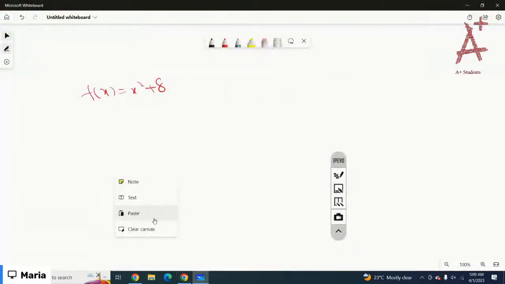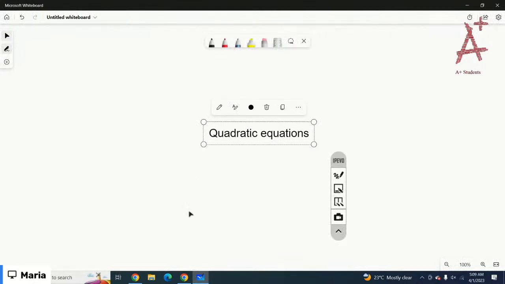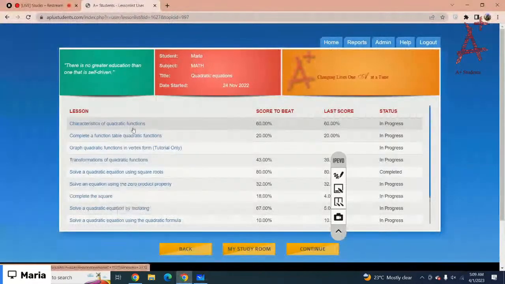So we're working on grade 10 maths. The chapter we are working on is quadratic equations, and the lessons we have covered today are complete a function table, quadratic functions, graph a quadratic function in vertex form, and the one we just completed is transformations of quadratic functions. So please make sure before the next session you complete all the test questions for the lessons we did today.